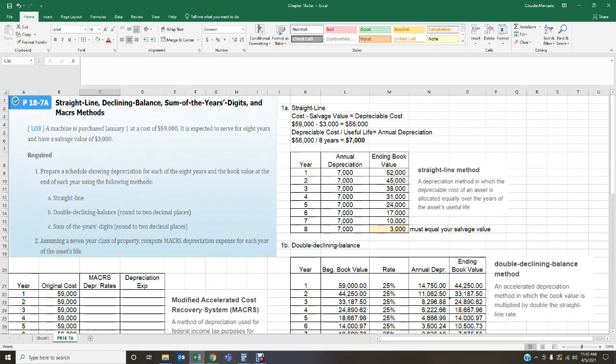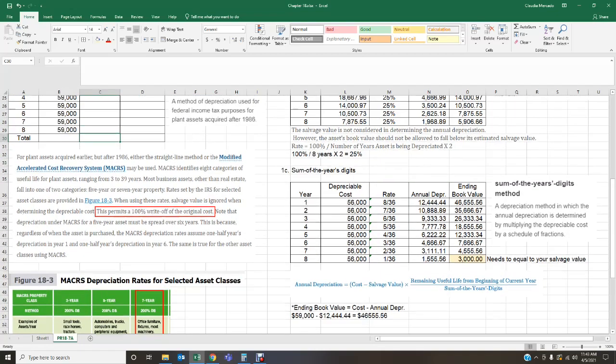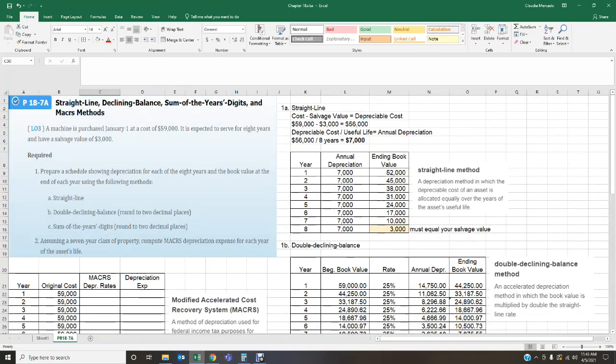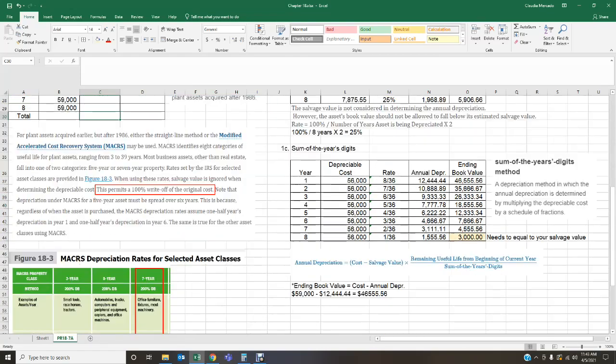Now, in this particular case, it says that we have a machine that is being purchased. They're asking us in the problem to use MACRS depreciation expense for, where did I read that? Let me see. Okay, right here, assuming a 7-year class of property. So they're telling you this is a 7-year class of property.